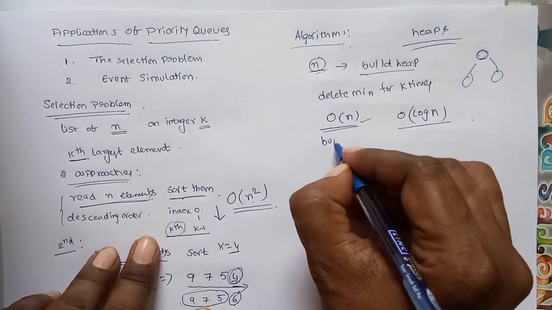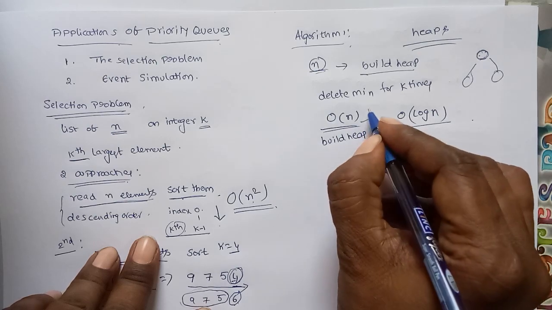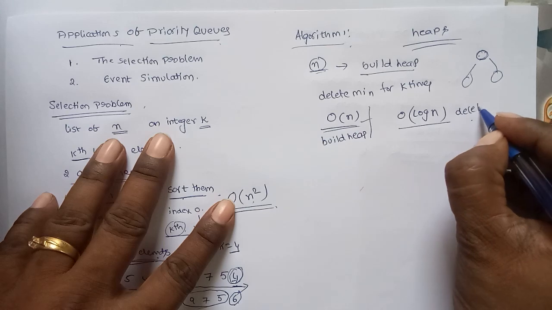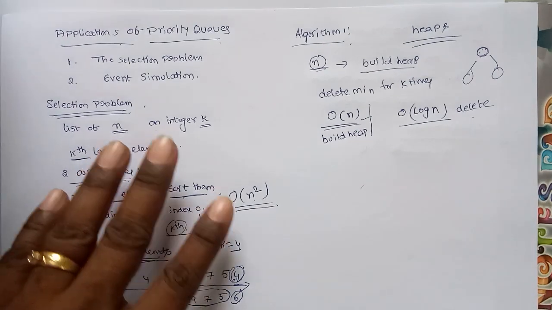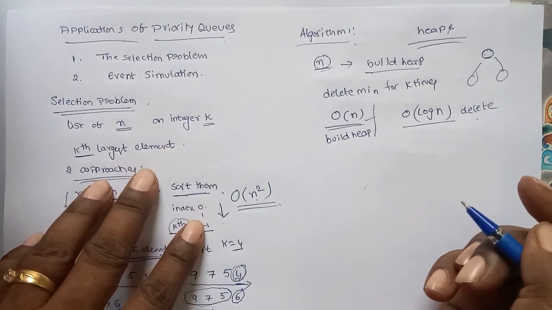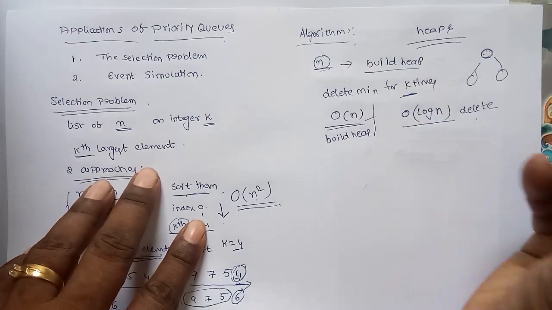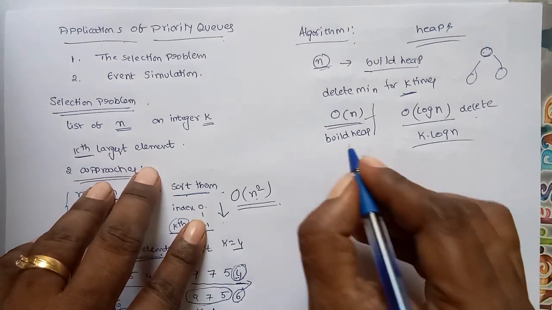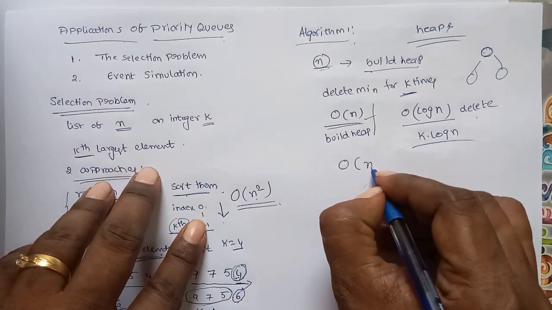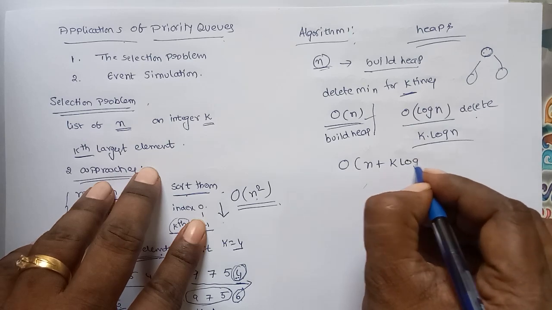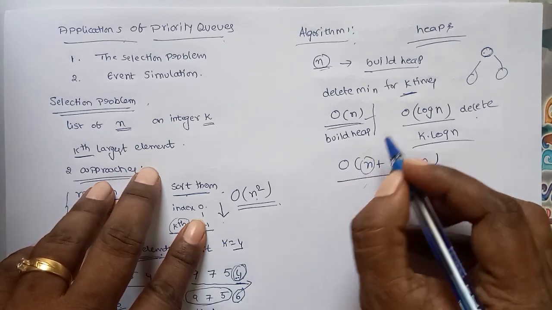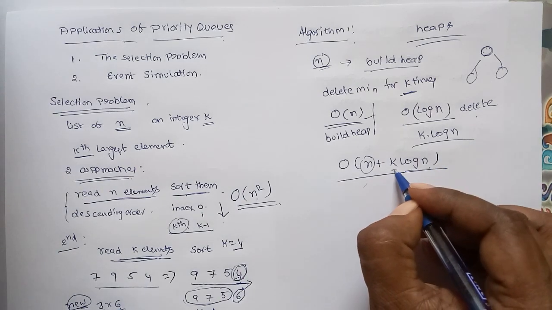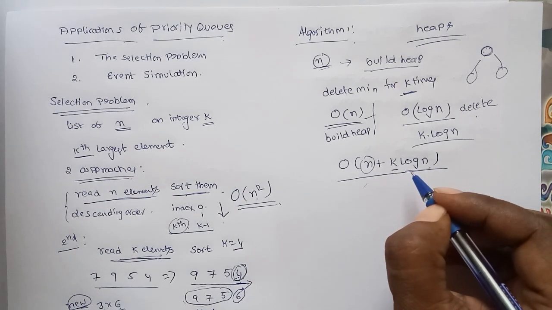So this is for build heap. You have n elements. For build heap, it requires big O of n. For deleting an element, it requires big O of log n. Now, how many deletion operations do we have to perform? To find the kth largest element, we have to perform k times log n. So the total time complexity is big O of n plus k log n. See, here n is for construction, log n is for deletion. To find the kth largest element, we have to apply k deletion operations.